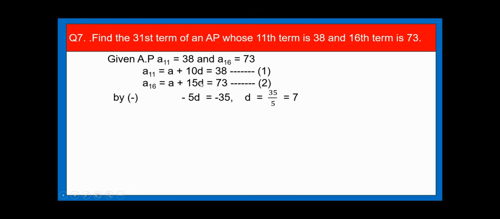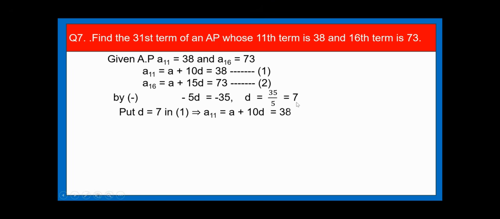We have to subtract these equations. That is, 10d minus 15d is minus 5d. And we have to subtract 73 from 38, that is 38 minus 73 is minus 35. Minus 5d is minus 35. Then d is equal to minus 35 by minus 5, which is 35 by 5. And 5 in 35, 7 times. Therefore d is equal to 7.